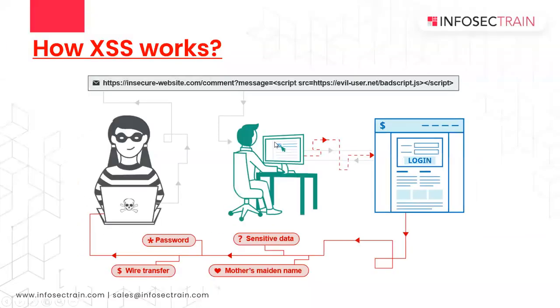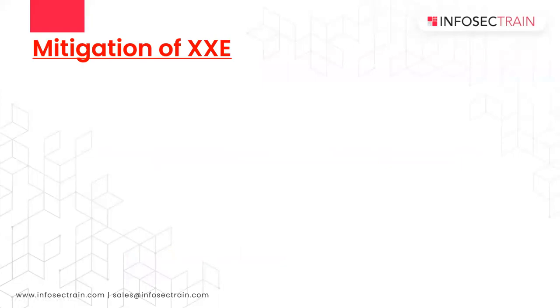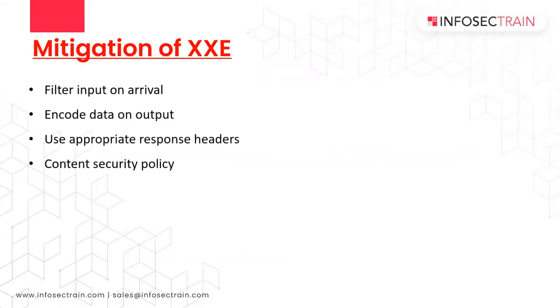Now, when we talk about the mitigation of XSS, what can the mitigations be? Filter input on arrival. This is the first one. When the user input is received, filter as strictly as possible. Encode data on output. At the point where user-controllable data is output in an HTTP response, encode the output to prevent it from being interpreted as active content.